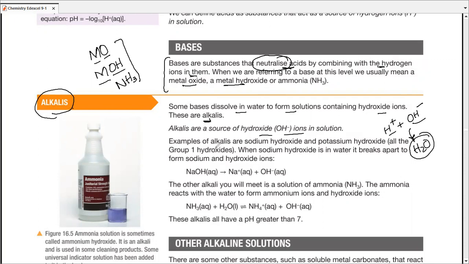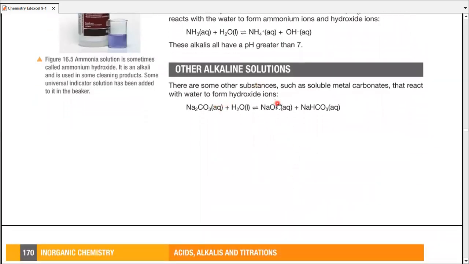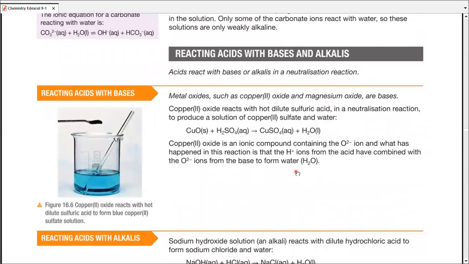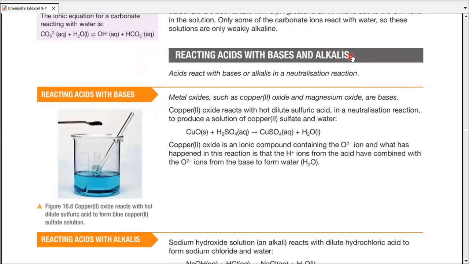Getting back to alkali, any group 1 hydroxide acts like an alkali. Why? Because as soon as it is dissolved in water, it gives you OH negative ion. Good part, alkalis have a pH greater than 7. Ammonia is also an alkali because it reacts with water, not dissolves in water, reacts with water to give us OH negative ion. Moving on, there are some other alkaline solutions. For example, carbonates can also react with water to give you OH negative ions or alkalis, but not all carbonates can do that.